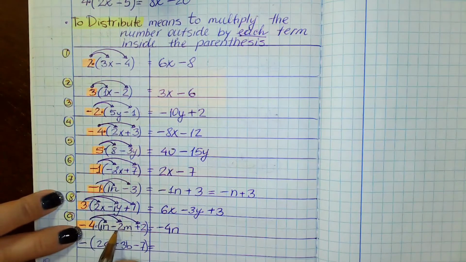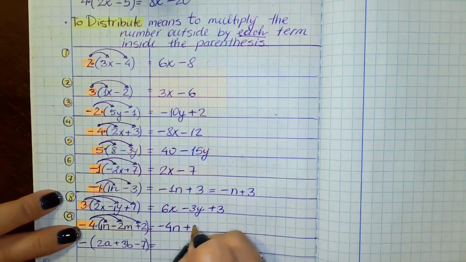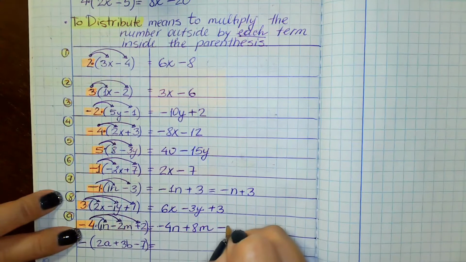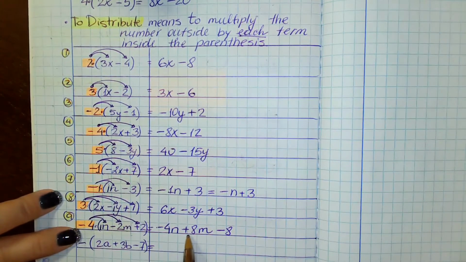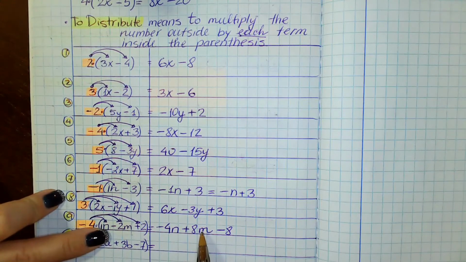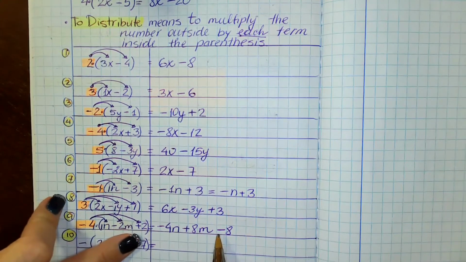Negative 4 times negative 2m. Negative times negative will be positive 8m. So negative 4 times negative 2 is positive 8m. And the last multiplication, negative 4 times positive 2. Negative times positive, negative 8. So your answer must have 3 terms because you had 3 separate multiplications. Negative 4n, negative times negative, positive 8m, negative times positive, negative 8.